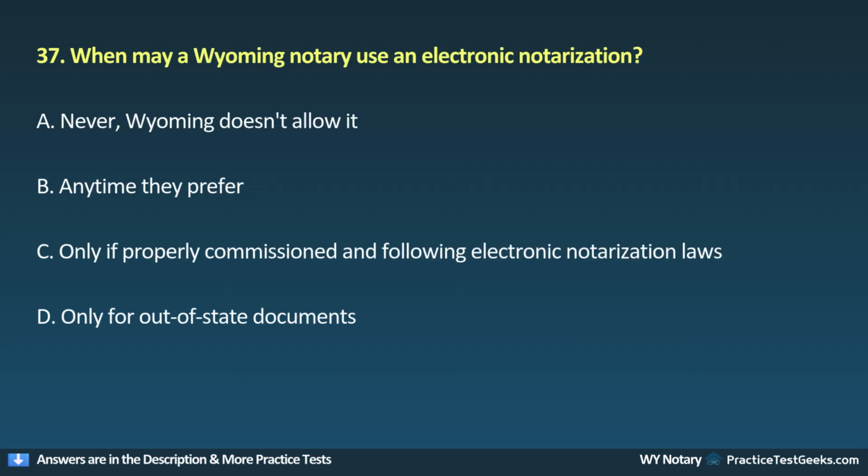37. When may a Wyoming notary use an electronic notarization? A. Never. Wyoming doesn't allow it. B. Anytime they prefer. C. Only if properly commissioned and following electronic notarization laws. D. Only for out-of-state documents.